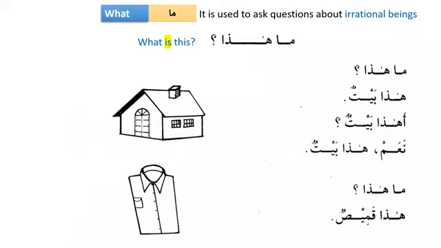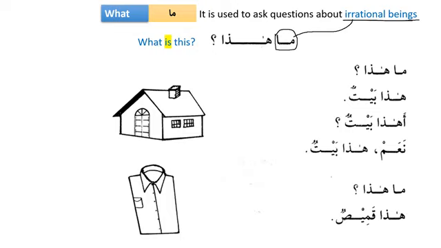Now we can see over here ma hadha. We have seen that ma is used to ask questions about what? About irrational beings. You remember irrational beings? Ghayru aqil. We use ma to ask questions about irrational beings. We know that humans, angels and jinns are aqil, and the rest of the things are ghayru aqil, or irrational beings.